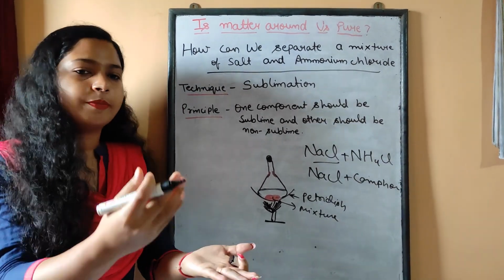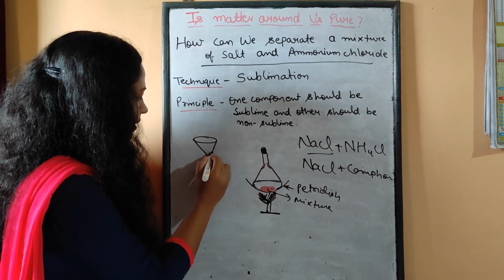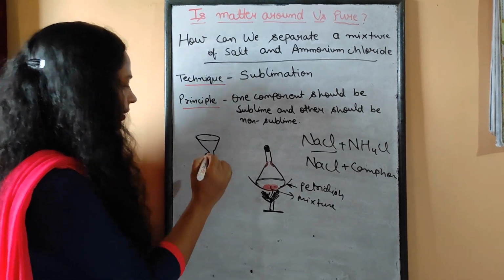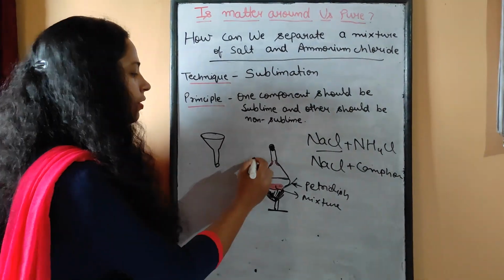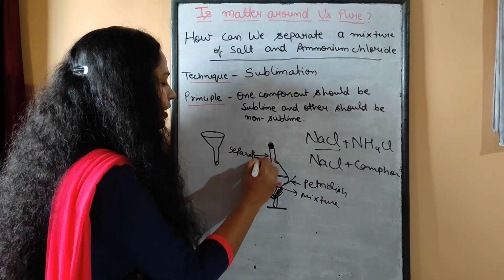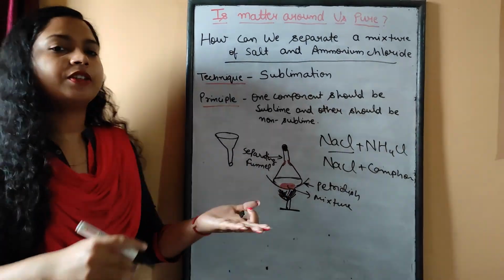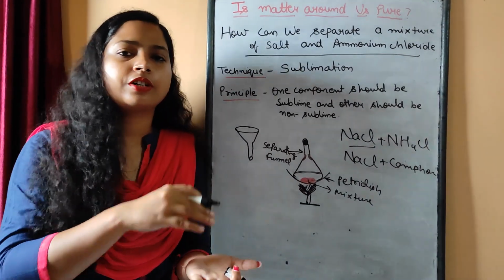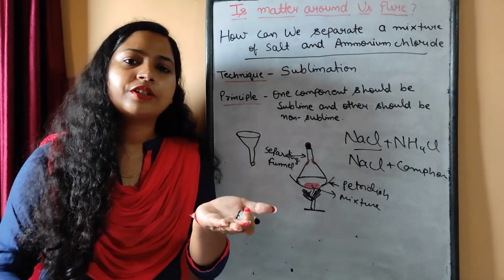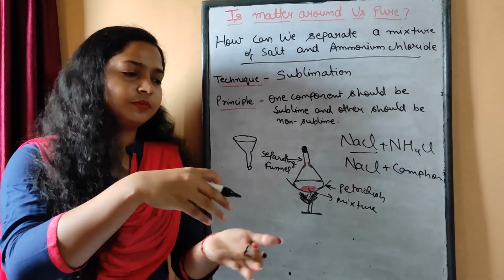All of you know the separating funnel is like this, right? So what we do, we just keep this separating funnel inverted above the mixture present in the petri dish. सबसे पहले हम पेट्री डिश में मिक्सचर रख लिए, उसके ऊपर फनल को इन्वर्ट करके रख दिए.